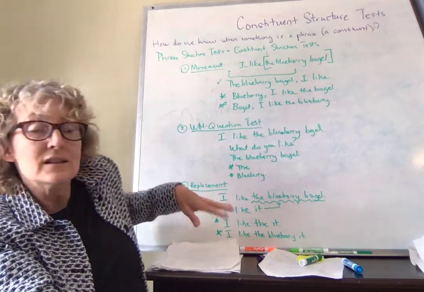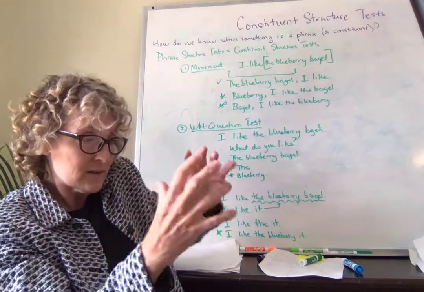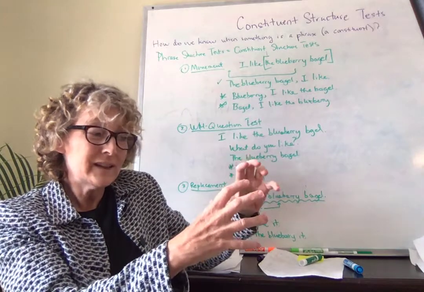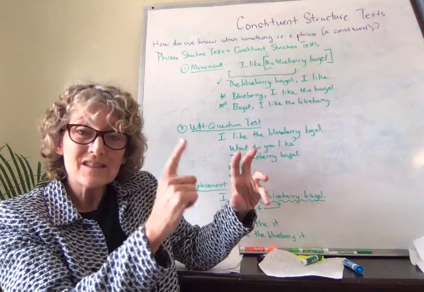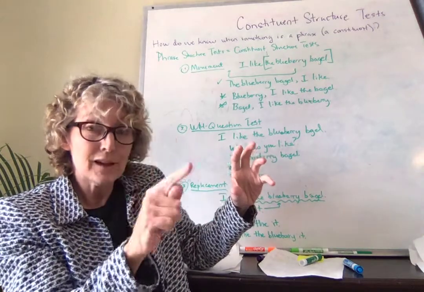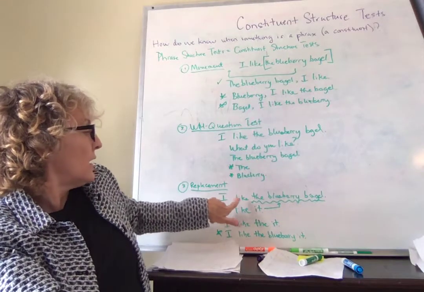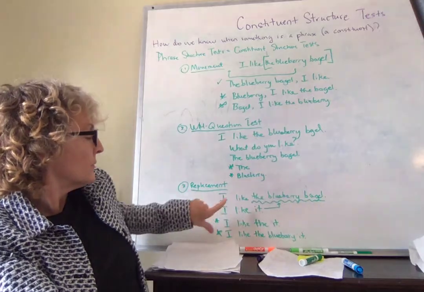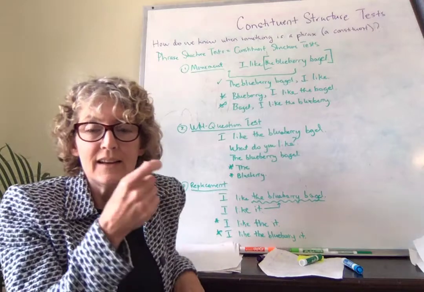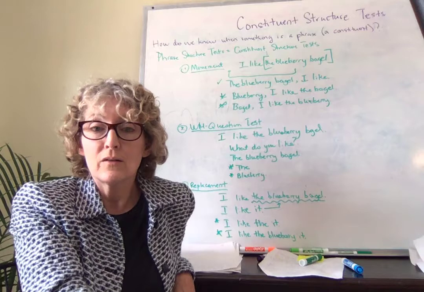Our third test is what we call replacement. Replacement is when you have a piece of a structure in a sentence and you ask if you can replace that piece of structure with a single word that means the same thing. And "means the same thing" is really important. So you have, "I like the blueberry bagel." You could have said, "I like it." And it can refer to the blueberry bagel.